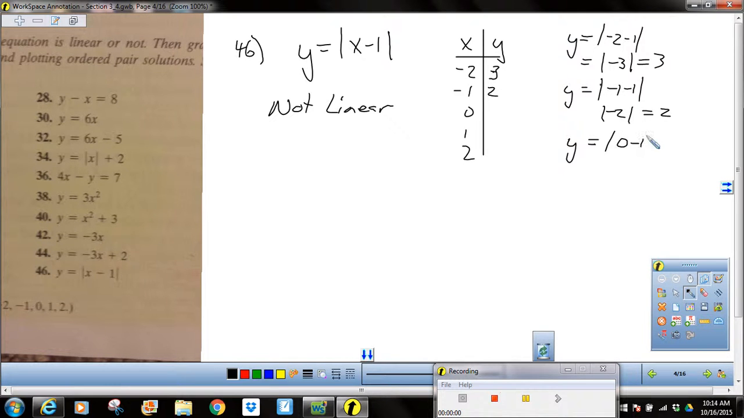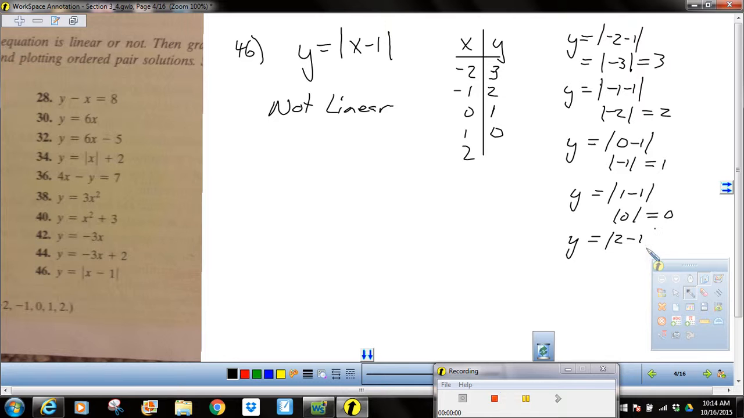0 minus 1 is -1, and the absolute value of -1 is 1. 1 minus 1 is 0, and the absolute value of 0, of course, is 0. Two minus 1 is 1, and the absolute value of 1 is 1.